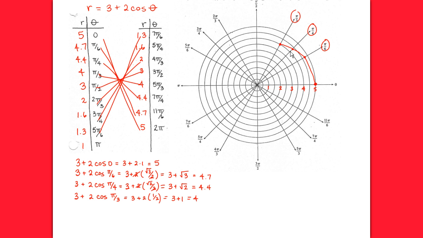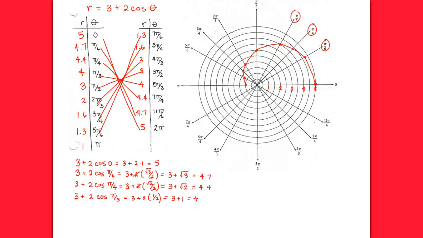Next line, 4, so pi over 3. Next line, 3, so I'm going out a radius of 3 on the pi over 2 line. Next line, 2 at 2 pi over 3. Next line, 1.6 at 3 pi over 4. 1.3 at 5 pi over 6. 1 at pi.